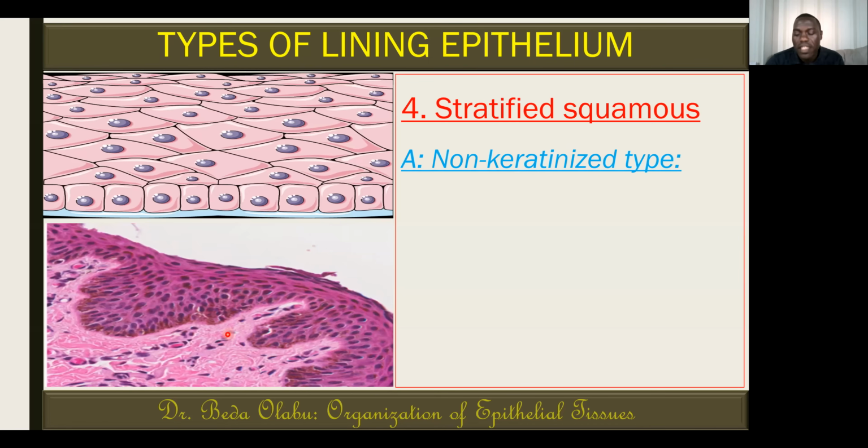Stratified squamous non-keratinized epithelium is found in many places in the body. You find it in some regions in the mouth, like the lower part of the tongue. The floor of the mouth will have it. Some parts of the cheek will also have it. We also find it lining the esophagus, and also the one that lines the anal canal. You realize that those regions will experience friction in one way or another.